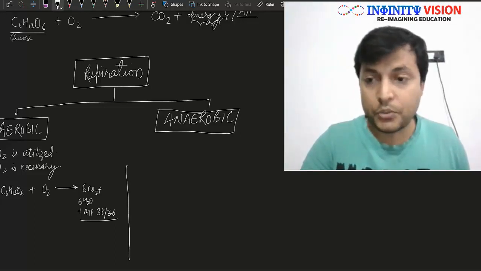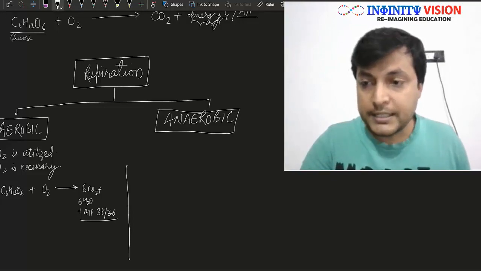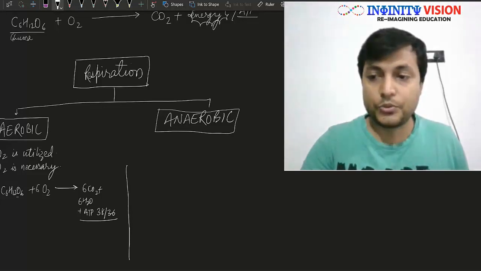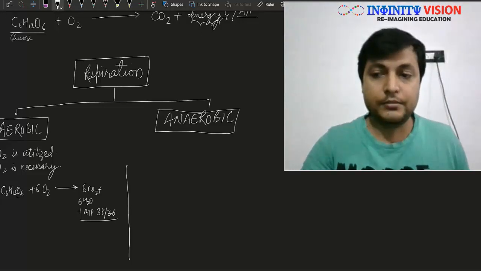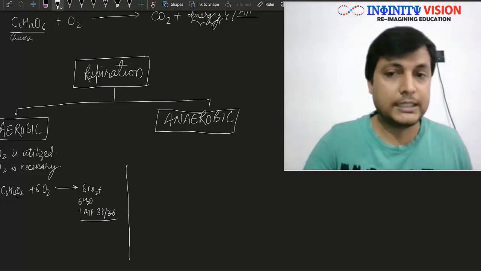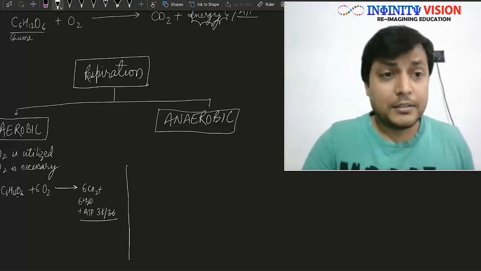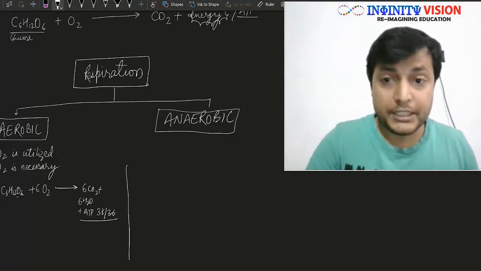How much oxygen is required? Can you balance this whole equation? See, there is 6 oxygen on this side, but here it is 12 and 6, 18. So 6 O2 gives 12 on the left hand side, plus 6, 18, and on the right hand side 18. Correct? Very well. So this is the basic equation of aerobic respiration.